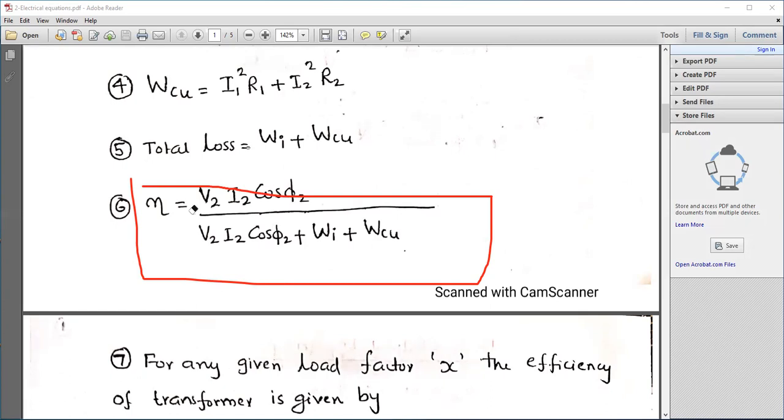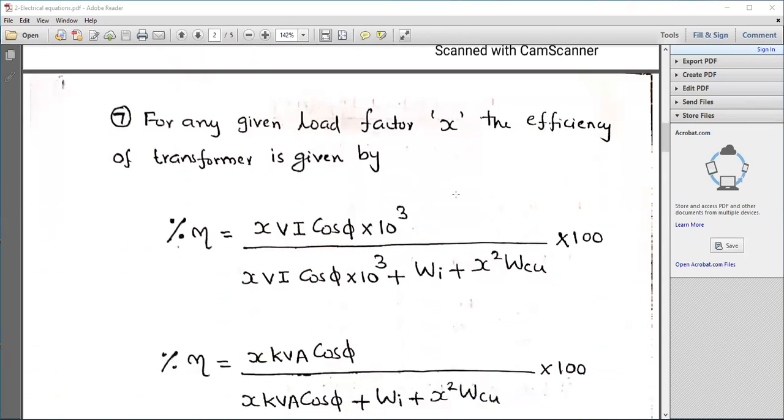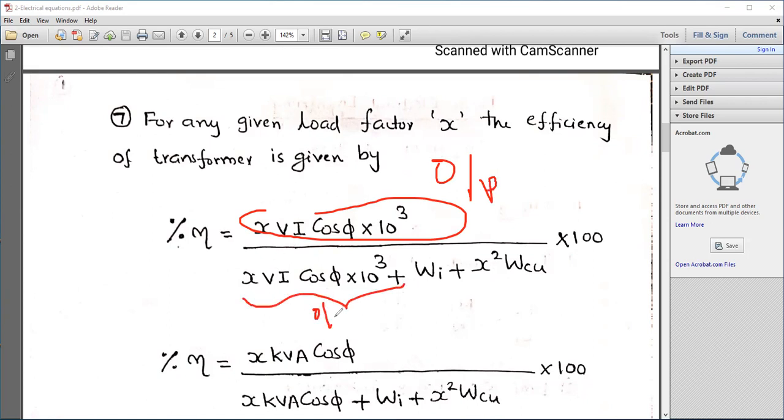You can expect the numerical example as well. So if the load factor is equal to x, you can write it like x VI cos phi into 10 to the power 3 divided by x VI cos phi into 10 to the power 3 plus Wi plus x square Wc, into 100. So this is very, very simple. I'll tell you one shortcut. You can observe here, this will be the output. Okay, output. And this is also output only. And this will be the losses.